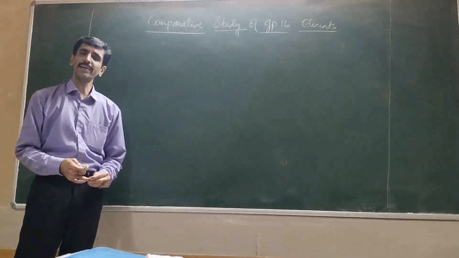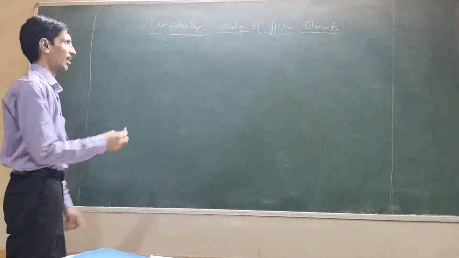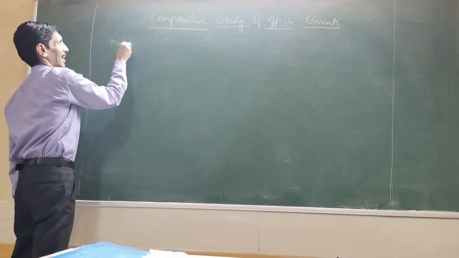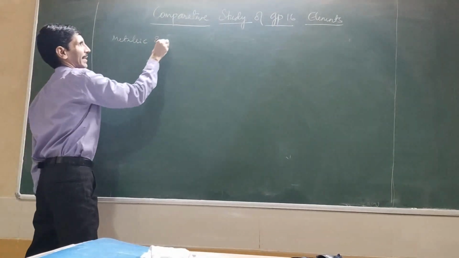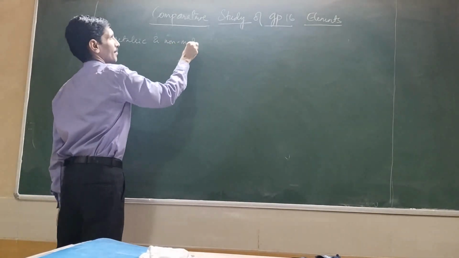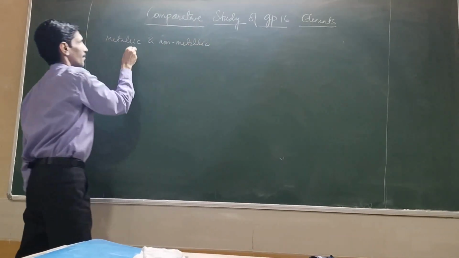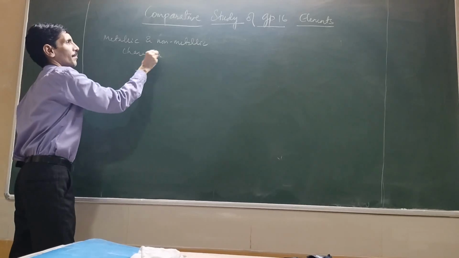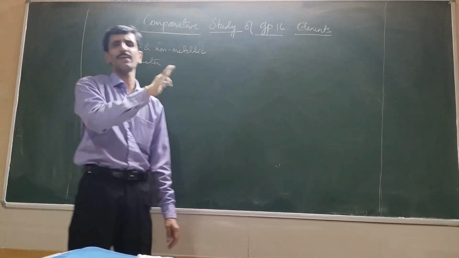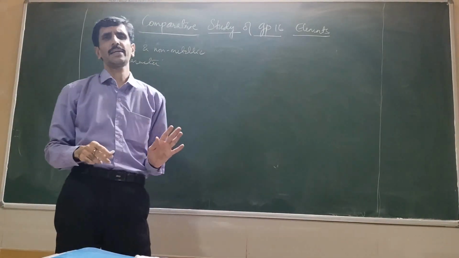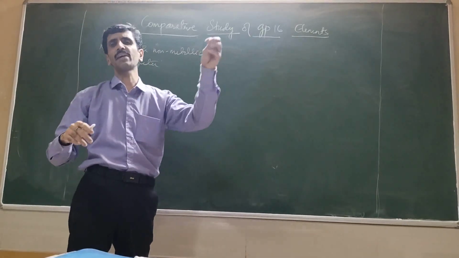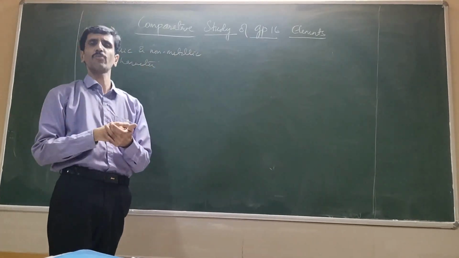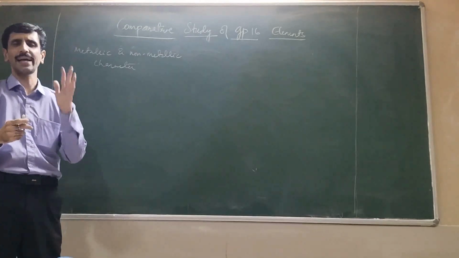Yes. Now, my dear friends, we go into the next part, and that is called metallic and non-metallic character. Okay, now very simple. Character means property. So property of a metal, property of a non-metal. That is what we are going to discuss over here: the metallic and the non-metallic character.